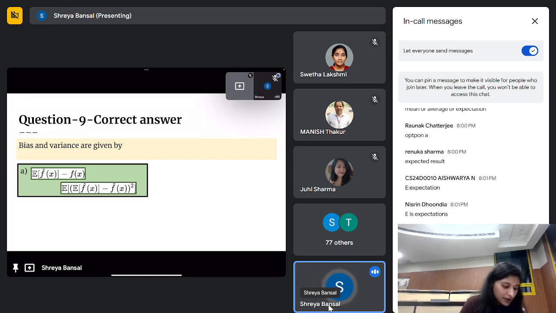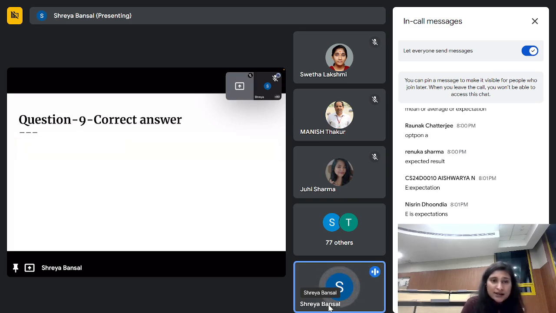I have written it here, I will just rectify it. First, your expected value is there, and then you have to find out how far it is from the ground truth. So it's like this one. This is the first thing: the true function is deviated from the expected one.